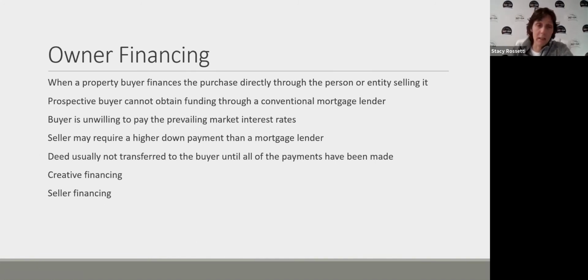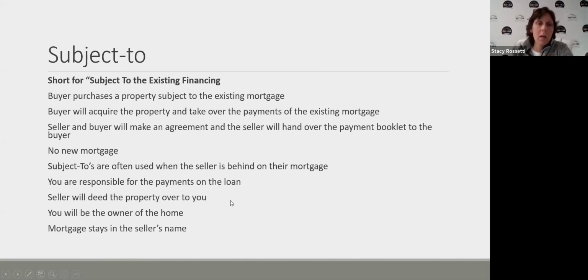Love owner financing. One of my favorite ways to make money and one of the best ways to make the most amount of money in the real estate investing world, if you truly understand this concept. Subject to. All right, subject to also.